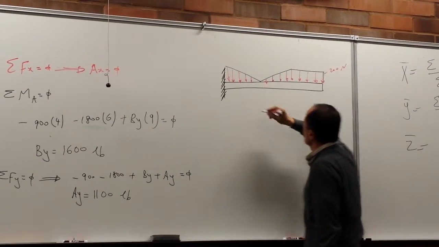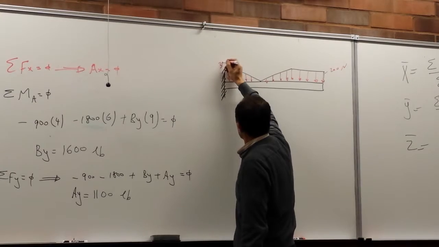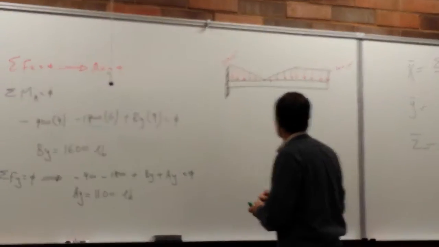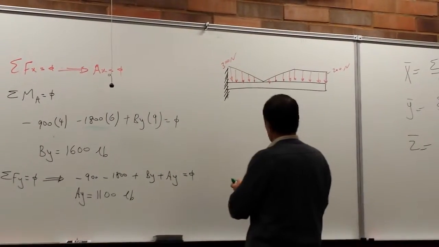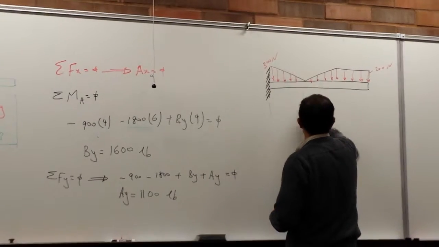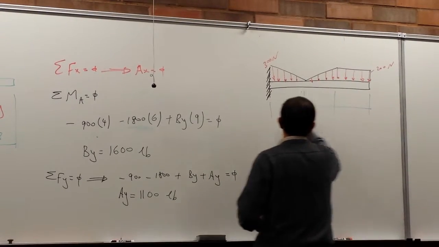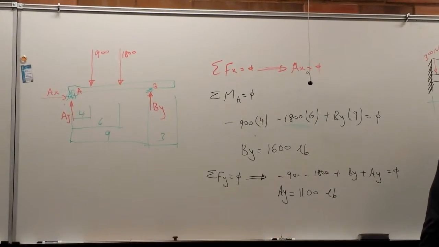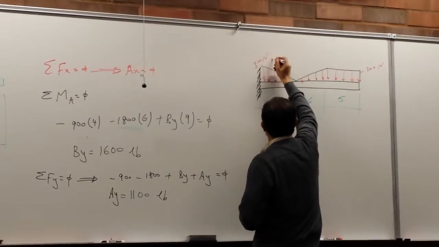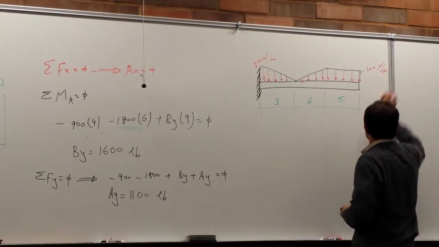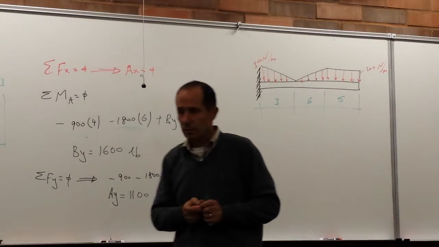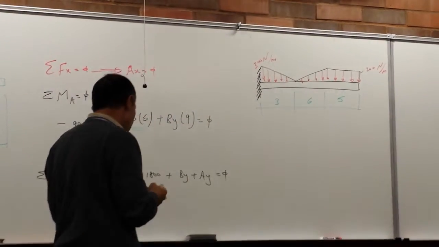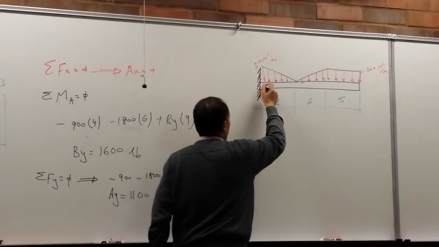200 Newton here, 300 Newton here, and dimensions. 300 newtons per meter, Newton per meter. Again, find the reaction at A. This is A.